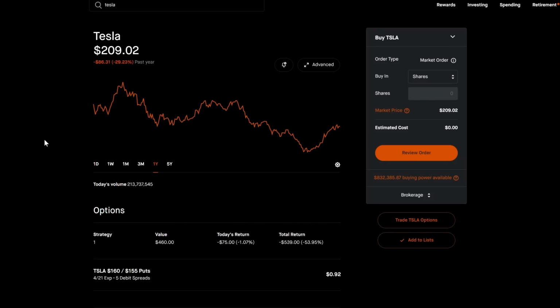So now I want to show you my screen on how to actually get into straddles and how to potentially turn a straddle into an iron condor if you need to take advantage of volatility. All right, let's take a look at Tesla. Tesla is a really good candidate for a straddle and an iron condor. We're gonna go over both examples.